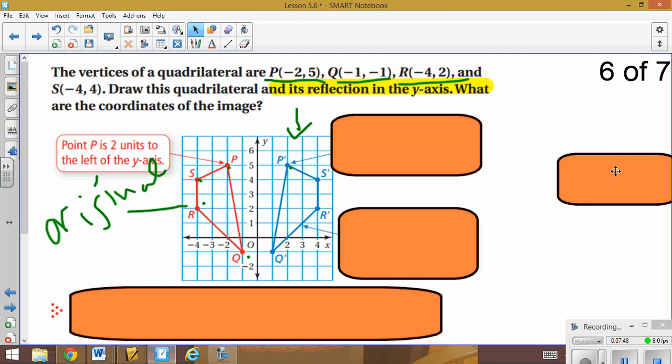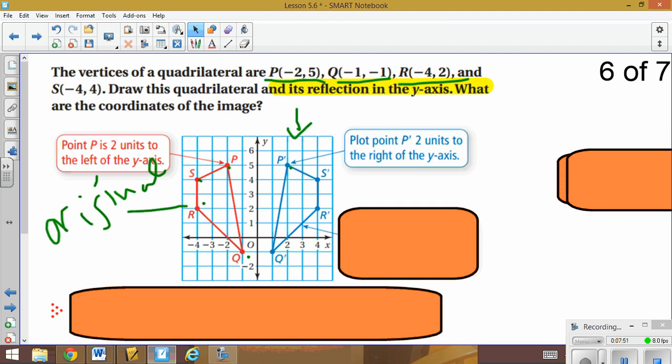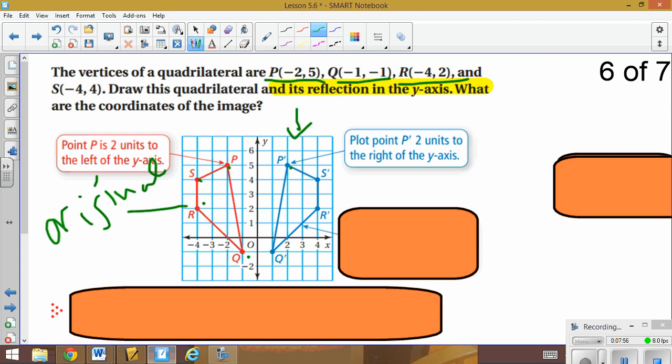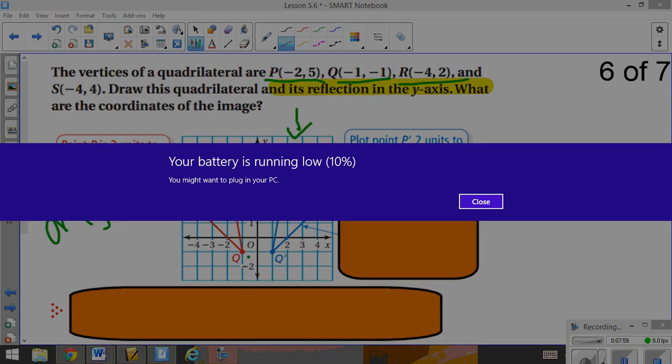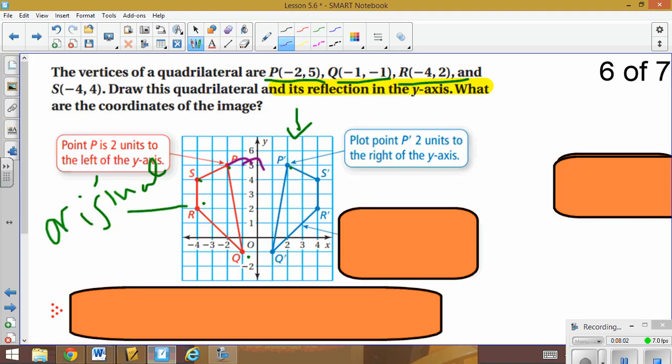Point P is 2 units left of the y-axis. So plot P prime would be 2 units to the right of the y-axis. To get to the y-axis, I go 1, 2 units. So I continue another 1, 2 units. If I take a look at S, just to get to the y-axis is 1, 2, 3, 4 units. So on the other side to the right, we're going to go 4 units. 1, 2, 3, 4. Okay, and you're going to continue in this fashion to plot the 2 other points.